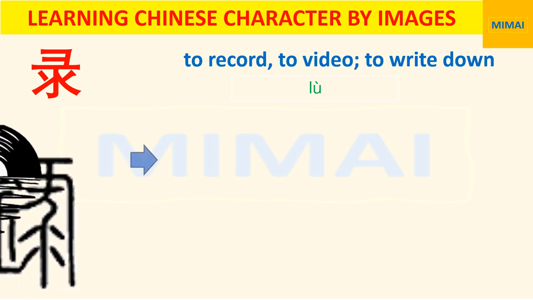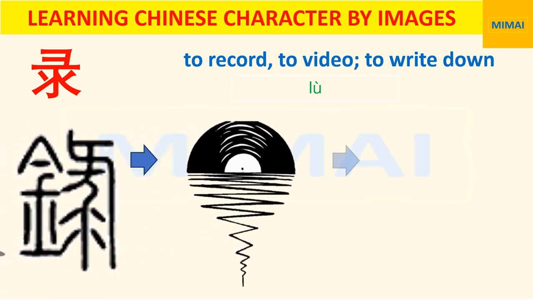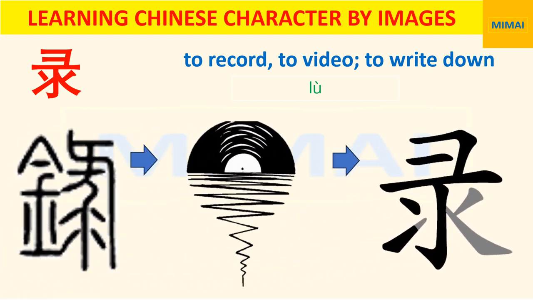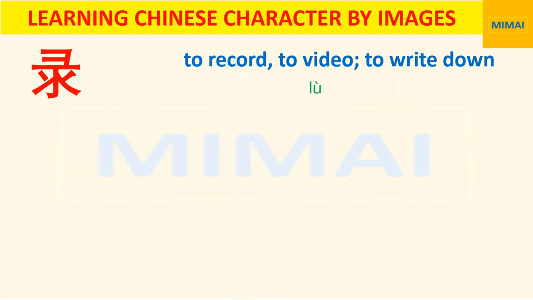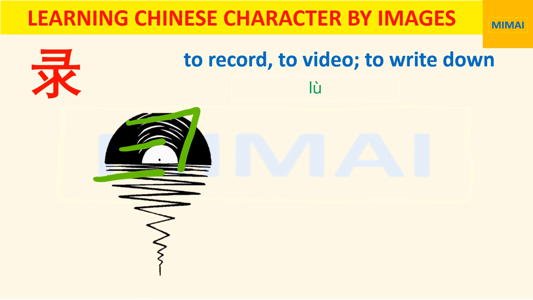This character looks like the vinyl record sunset on the water. It implies record. It is drawn with the image like symbol of sun to represent for vinyl record. Below is the symbol of water.